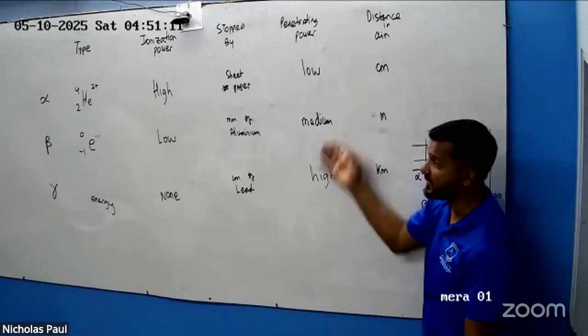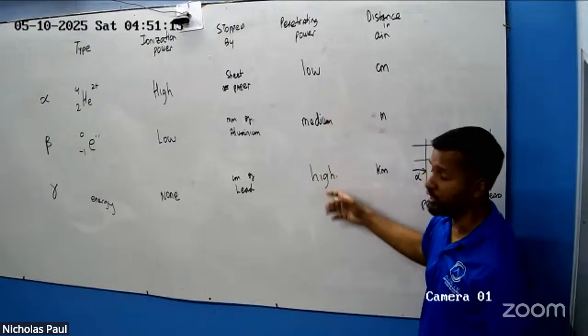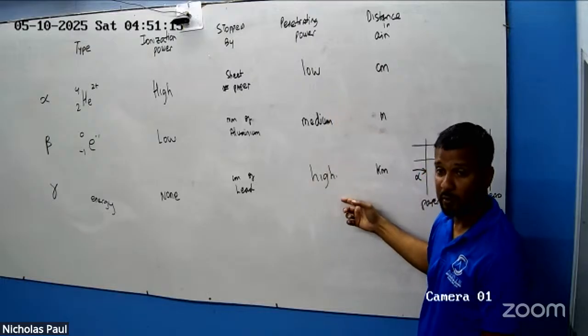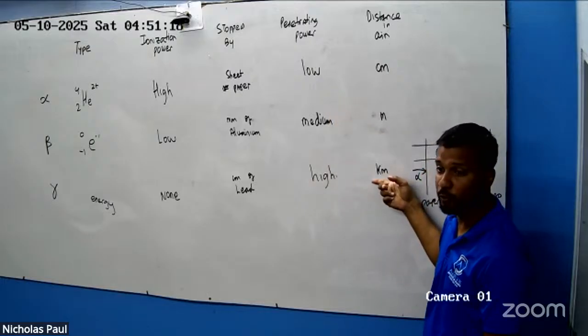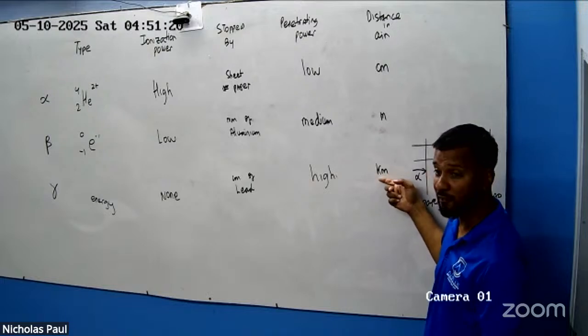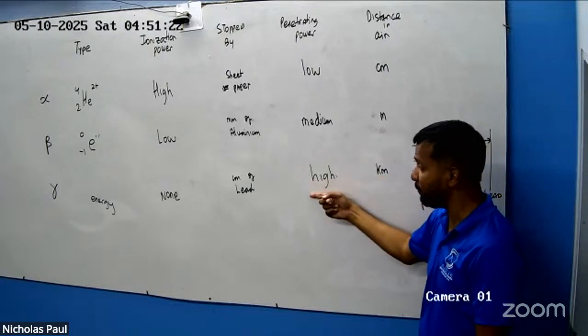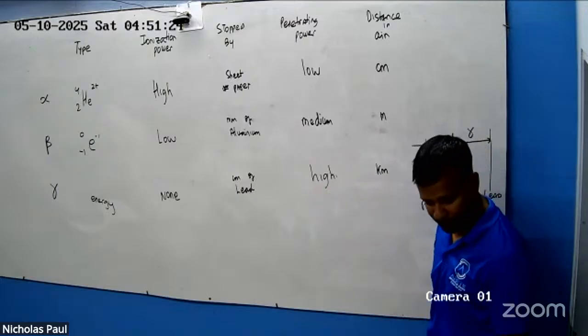So which of these is the most dangerous radiation? Gamma. So you see what gamma radiation can do. It can travel kilometers, and it's very penetrating. All right.